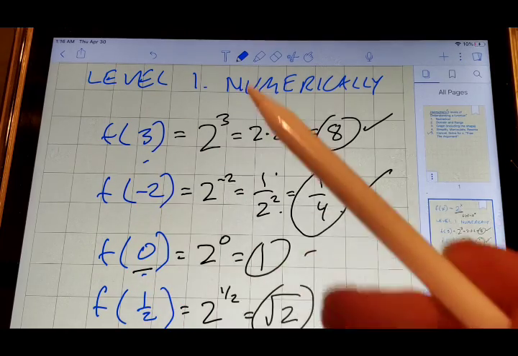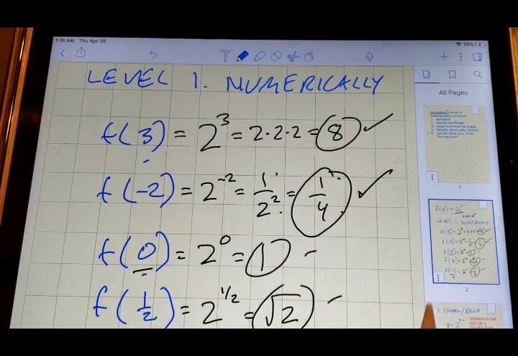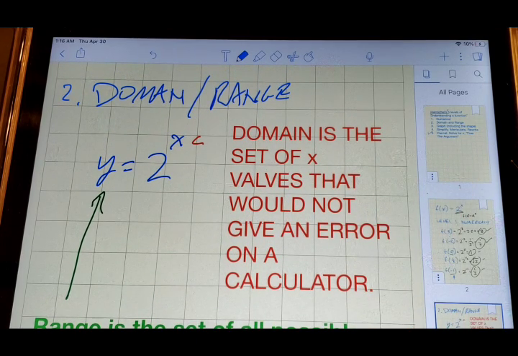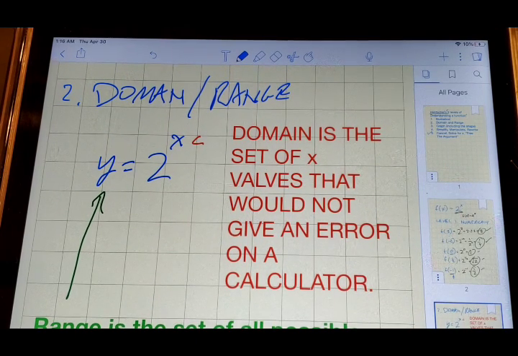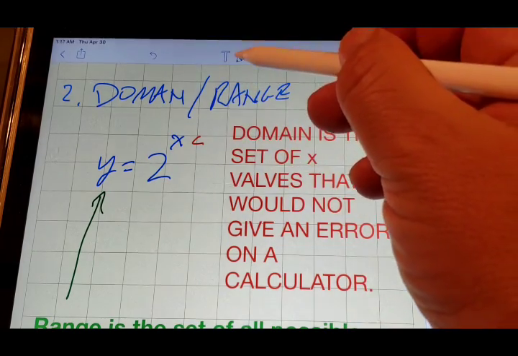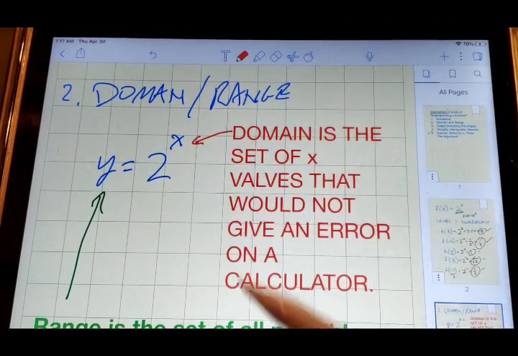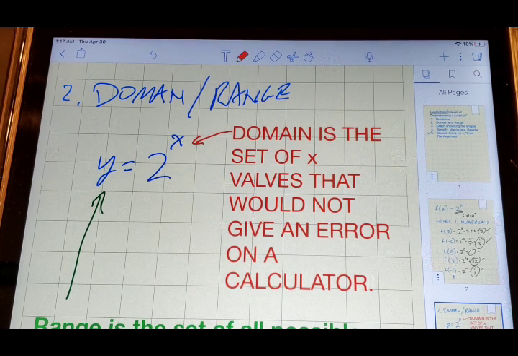0, obviously positive numbers are fine, because that's what's the next question. Next question is, what's the domain and range? So what we have to do is think of the domain as the set of all x values that will not give an error on a calculator. I put it that way intentionally, so you understand what we're talking about. We're just talking about the x values that wouldn't give me an error. So I could put in a negative number, I could put in a positive number. You probably get the idea.